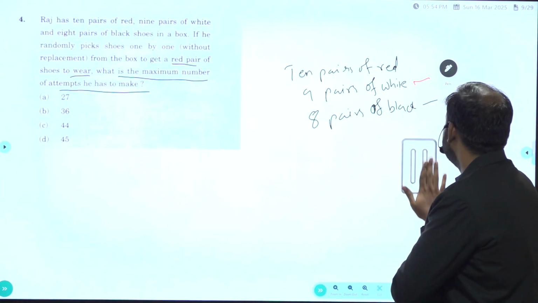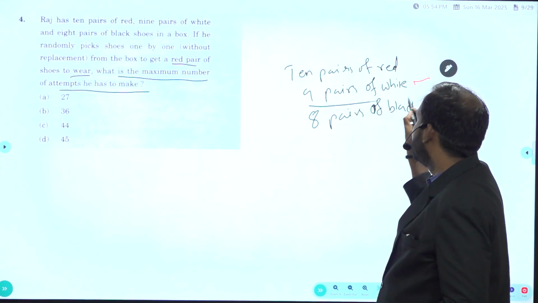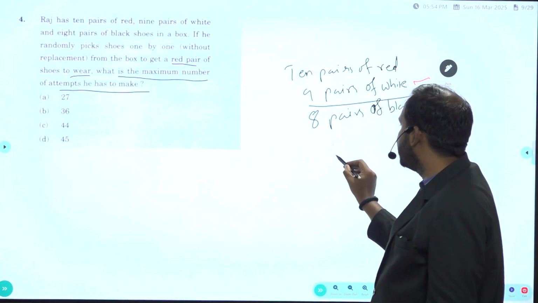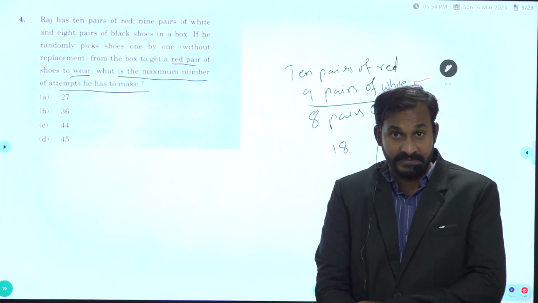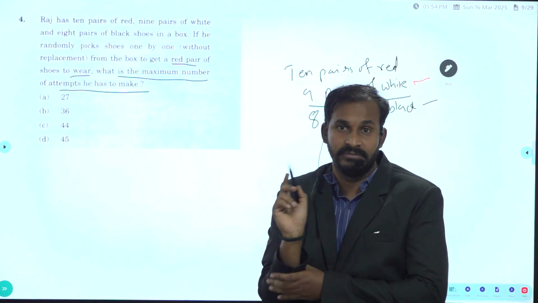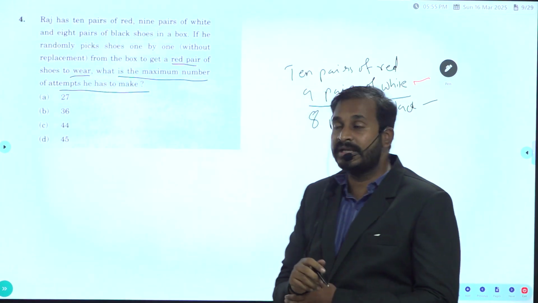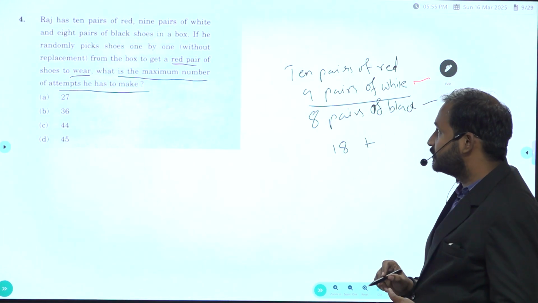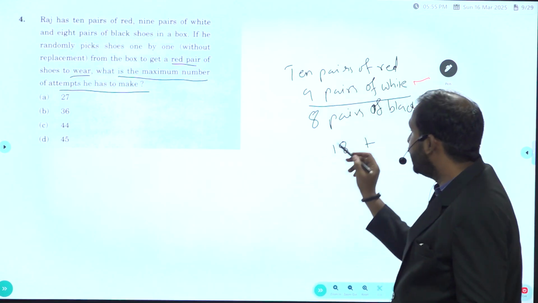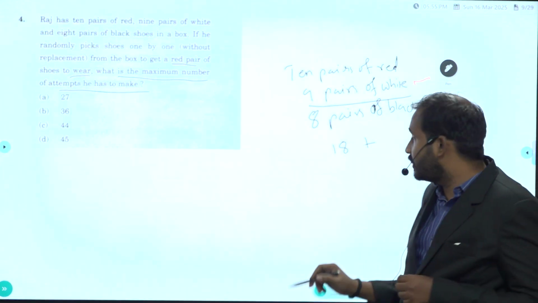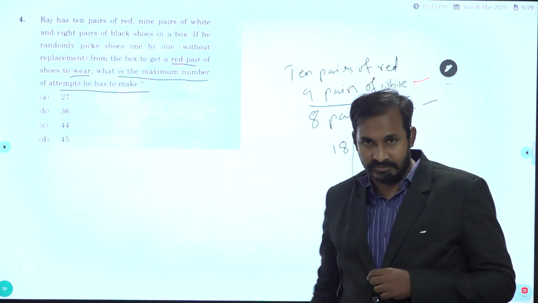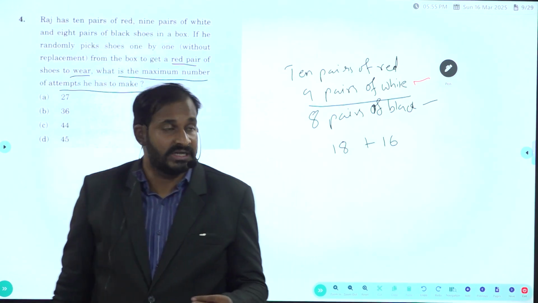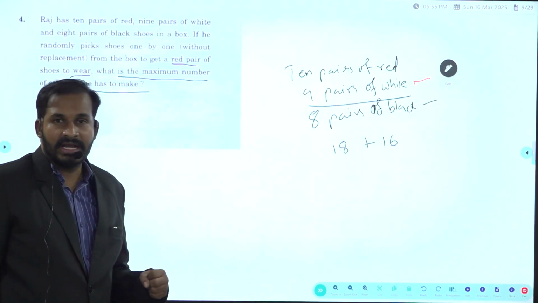If you observe carefully, to pick the 9 pairs of white shoes, how many times should he do that operation? A minimum of 18 times. Why? Because there are 9 pairs and he is picking one shoe at a time. So he should do that process 18 times. And he also should pick all the black color shoes. He has 8 pairs of black shoes. That means he needs to do that process 16 times. So by taking 18 plus 16, that is 34 shoes, first he will take out all the white and black color shoes available.